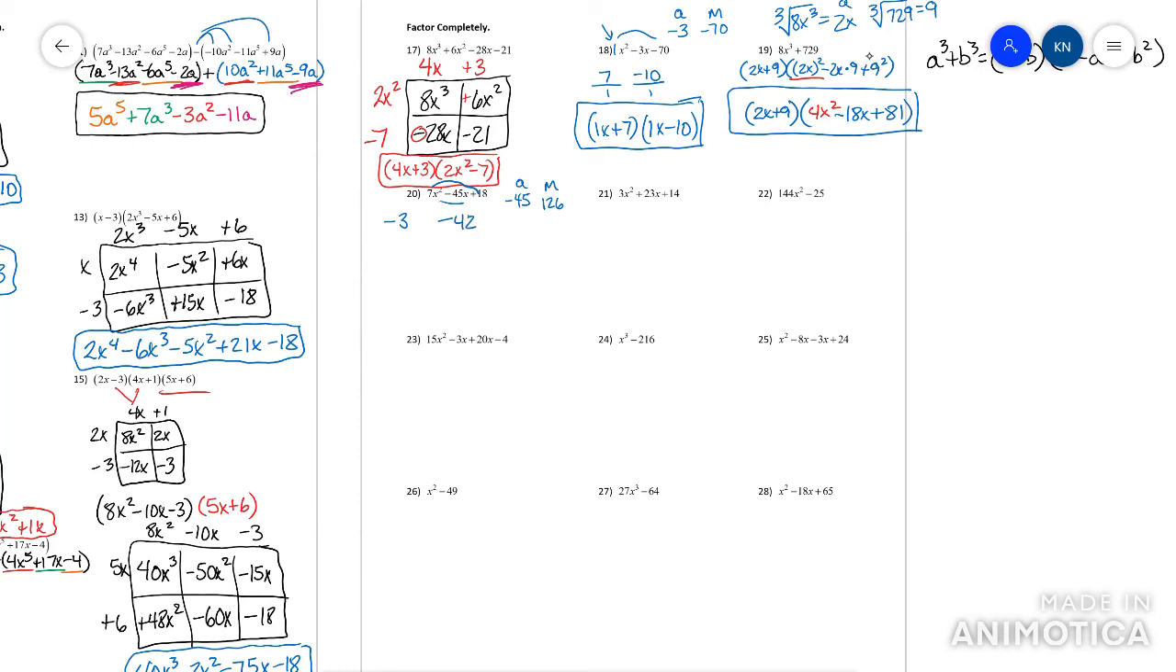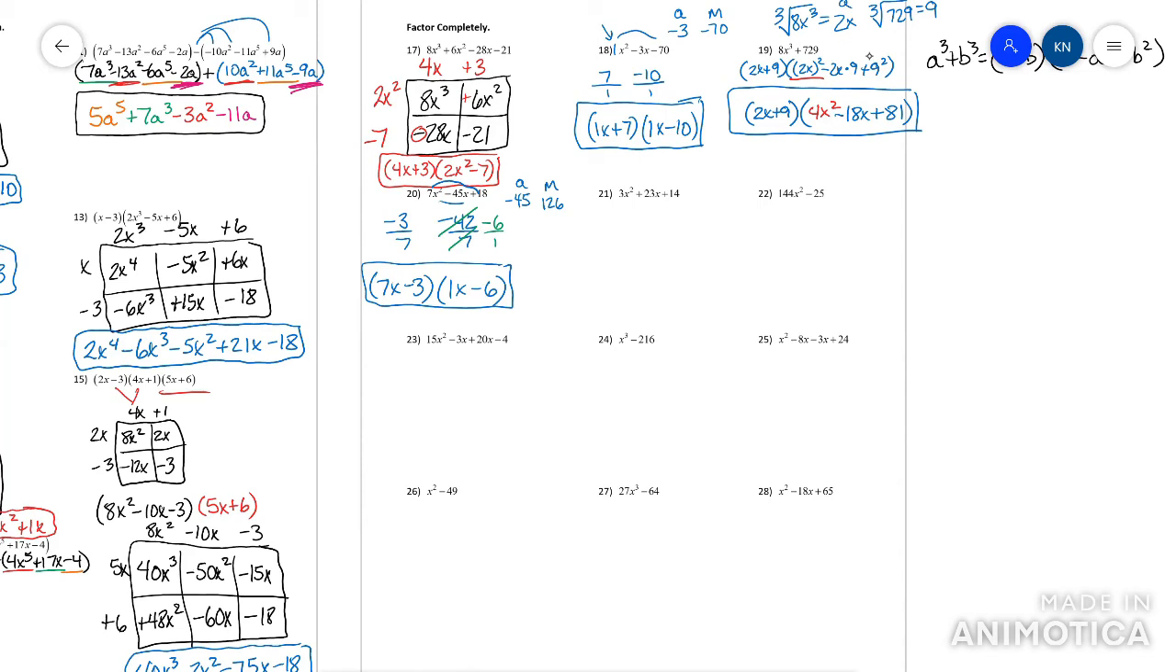All right, now you put them over that lead coefficient of 7. Now here's the key. You have to reduce. So this one reduces to be negative 6 over 1. All right. So now you're ready to write your answer. You write bottom x top. Bottom x top. Just like that. That would be my answer.